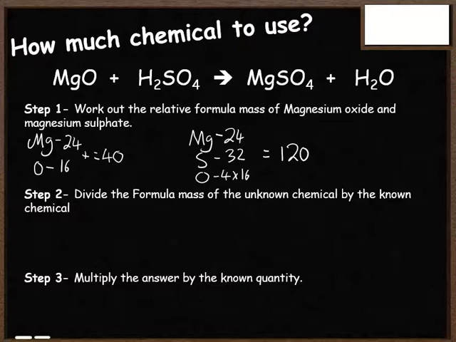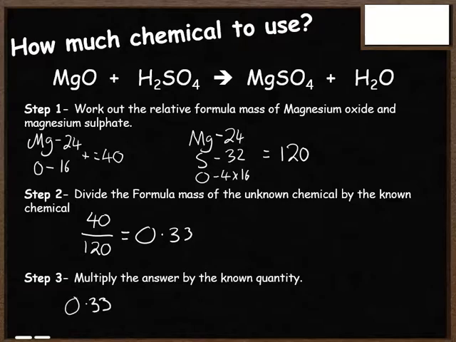Okay, step 2 is to then divide the formula mass of the unknown chemical, which is going to be 40, because I don't know how much magnesium oxide I've got. I do know how much magnesium sulfate I'm going to get. So I'm going to take 40 as my magnesium oxide. Bear in mind there's no 2, 3, whatever you like in front of the magnesium oxide, so it's just 40. Then I divide that by 120, the relative formula mass of my known chemical, and I do that sum, I get 0.33.